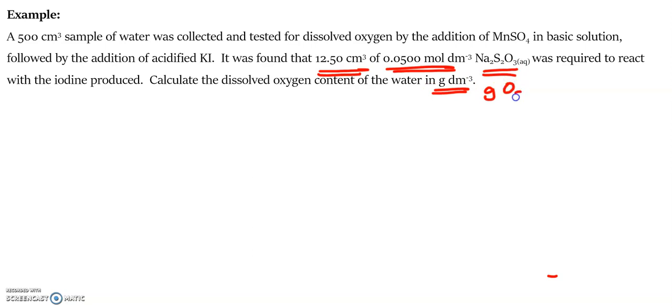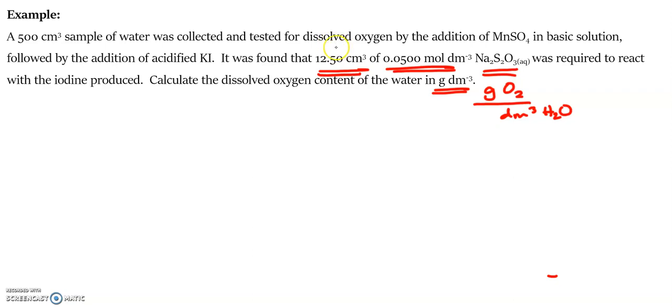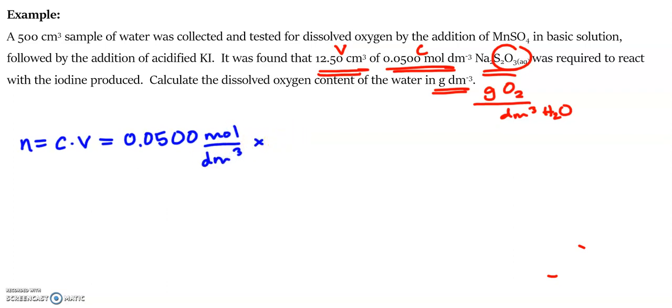So we need to know grams of oxygen in our volume of water. So to find our grams of oxygen, we can first relate it to this right here. We can figure out how many moles of S2O3 there are because we have a volume and a concentration for our thiosulfate. So moles are your concentration times your volume. So this is going to be 0.0500 moles per decimeter cubed times 0.01250 decimeters cubed. So my moles of my thiosulfate are 6.25 times 10 to the negative fourth.